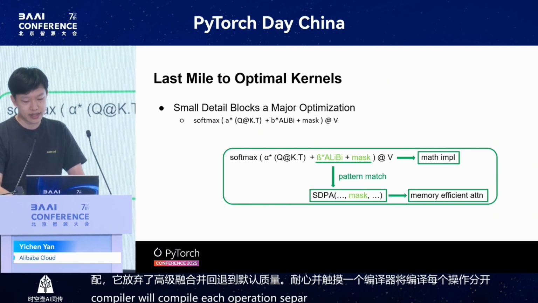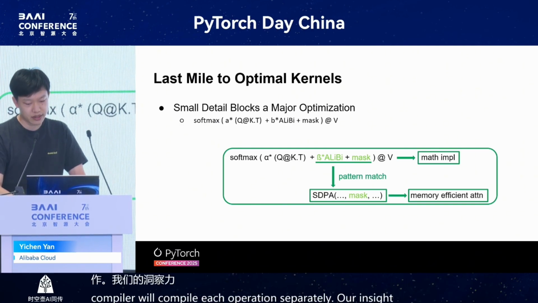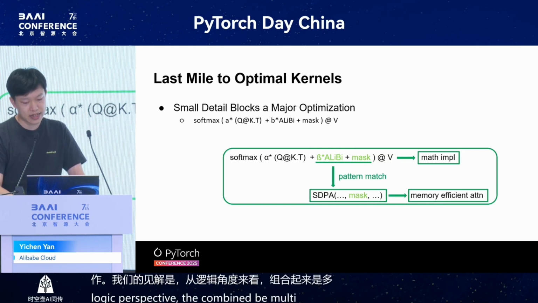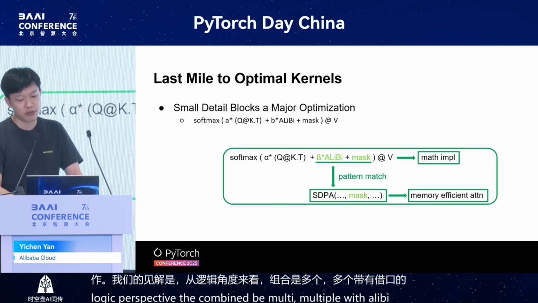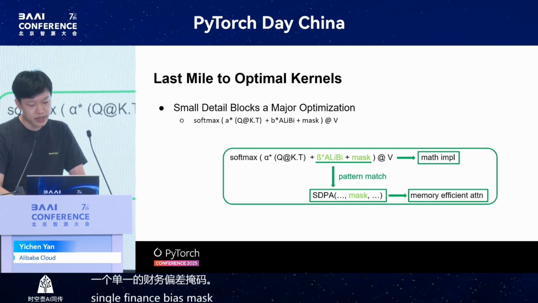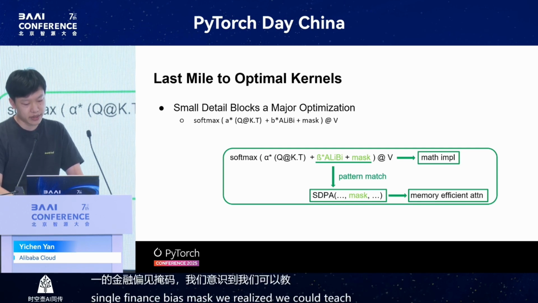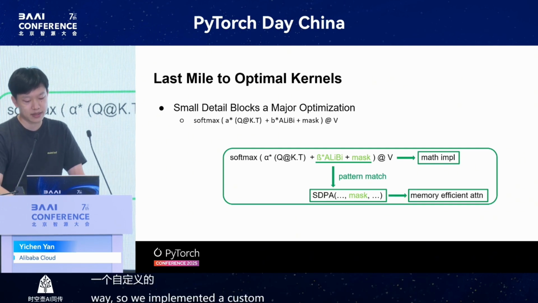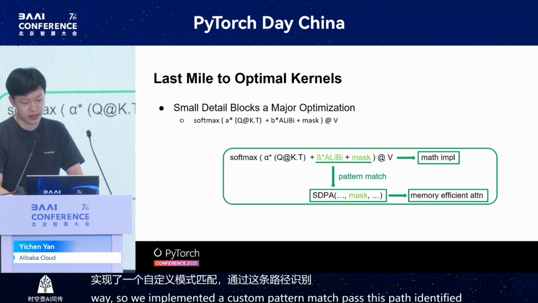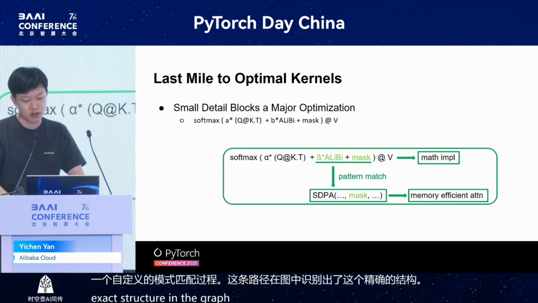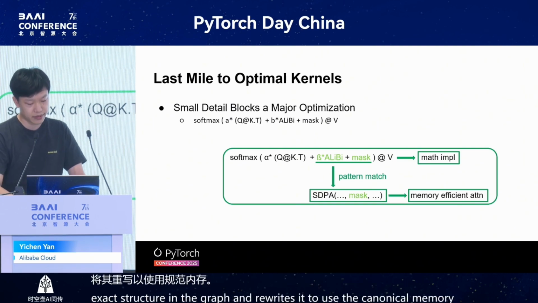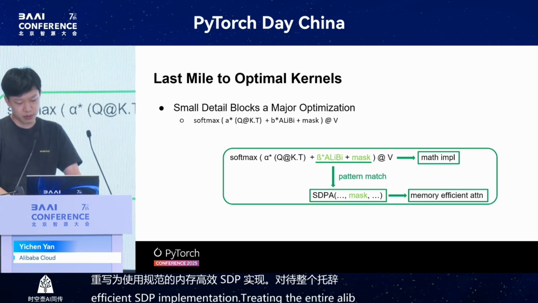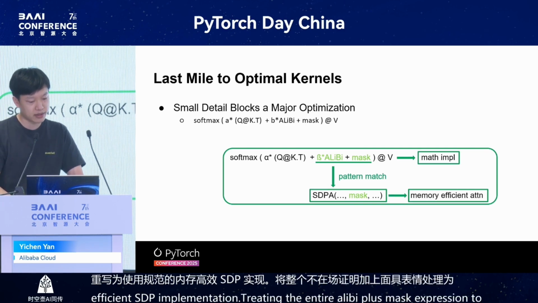Our insight was that from a logic perspective, the combined BMM with ALiBi plus mask is just a single float bias mask. We realized we could teach Dynamo to see it that way. So we implemented a custom pattern match pass. This pass identifies this exact structure in the graph and rewrites it to use the canonical memory efficient SDPA implementation, treating the entire ALiBi plus mask expression as a single valid attention mask.